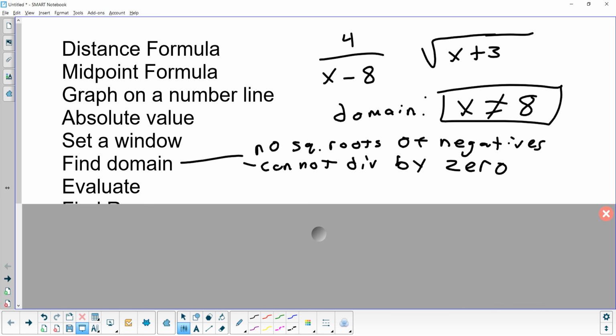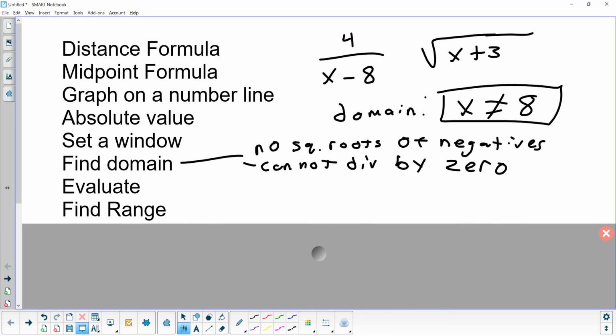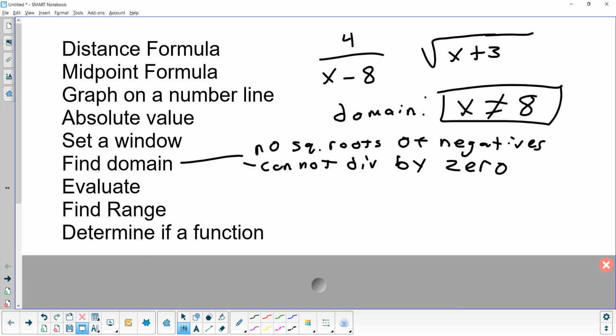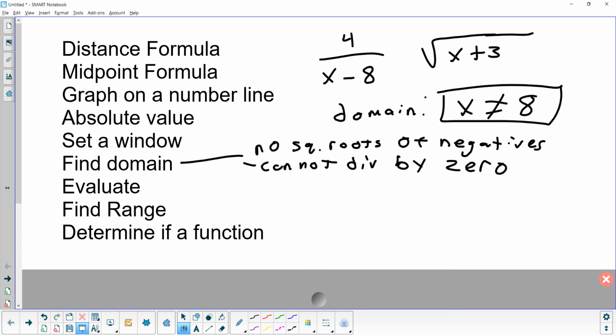Evaluate, we just did that. So if I say find f of 2, you know that means take 2, plug it in, and give me the answer. You should know how to find the range. Again, that's where we looked at it on the calculator and looked at how high and low the graph went. And determine if something is a function. That's where you can use the vertical line test, and the answer would be yes or no, or true or false.